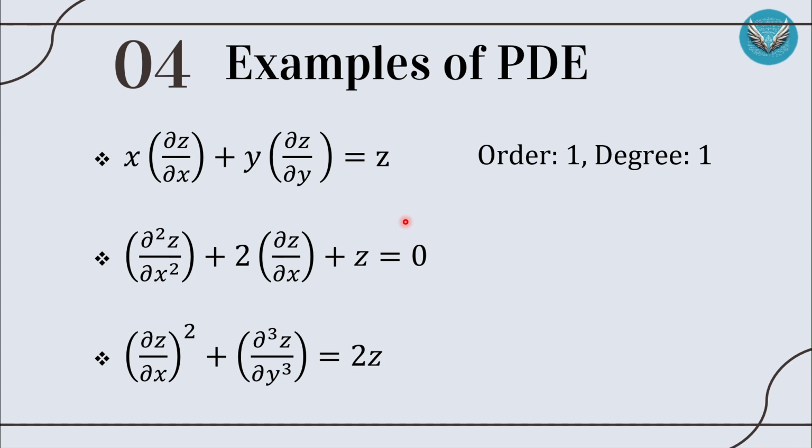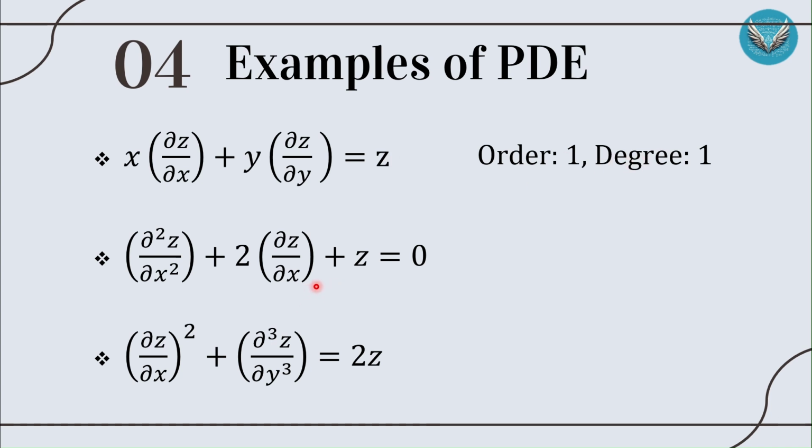For the first example, the order is 1 because both the derivatives are first order derivatives, so the highest derivative itself is 1. So the order is taken to be 1. And what about the degree? The power of that first order derivative is 1 here, so we take the degree as 1. So in the first example, order is 1 and degree is 1.